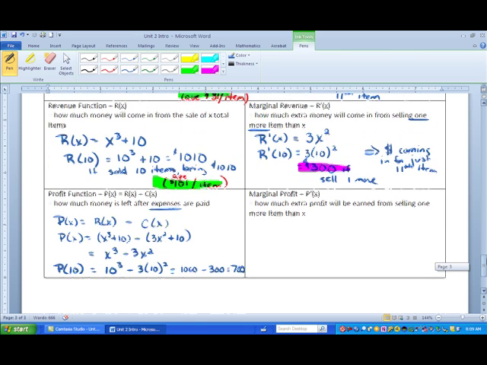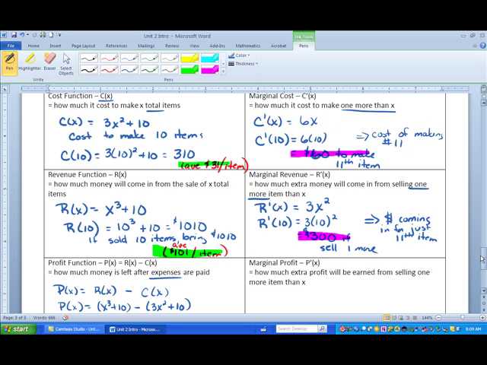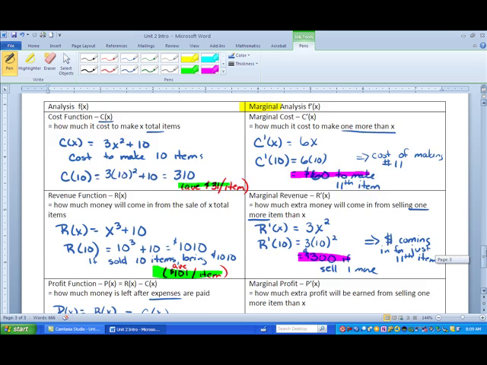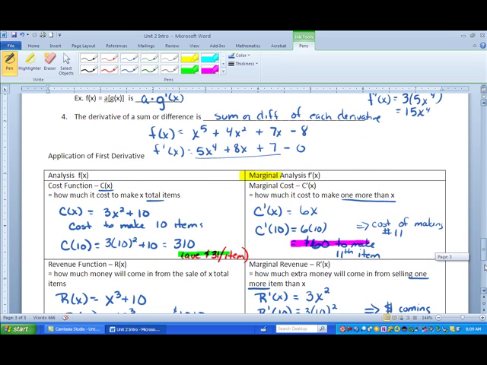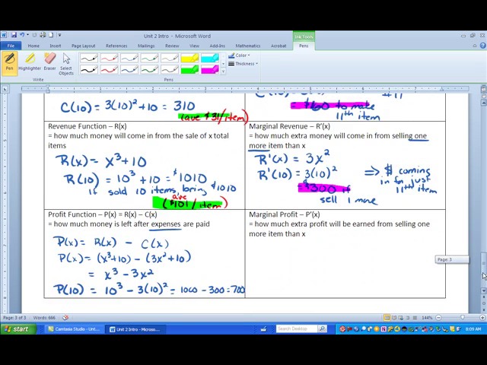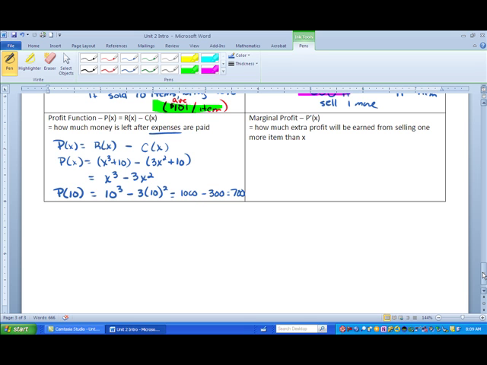Now, we kind of already knew that because we had a cost of $310, a revenue of $1,010, and if we just subtract those, we get 700. So sometimes it's easier to just find your revenue, find your cost, and subtract them. But if I needed a cost function, then we need that right there.